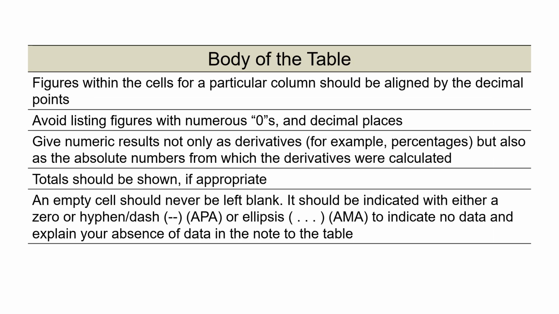Figures within the cells for a particular column should be aligned by the decimal points. An empty cell should never be left blank. This creates ambiguity. It should be indicated with either a zero or a hyphen or ellipsis to indicate no data, and explain your absence of data in the note to the table. Or use abbreviations like NA for not applicable, ND for not determined, where data are missing.